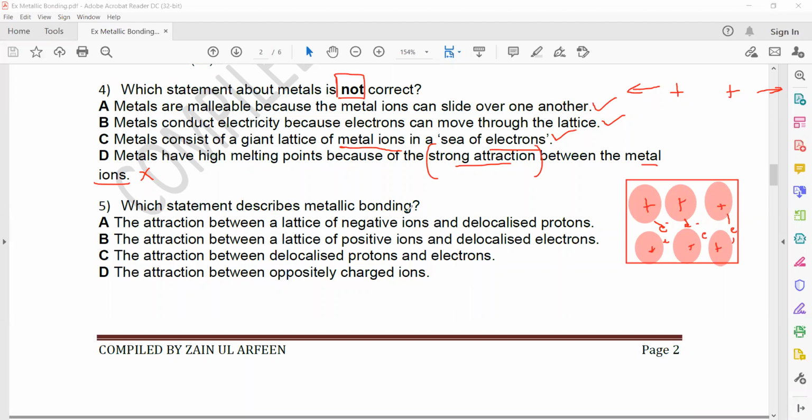Which statement describes metallic bonding? For question 5, which statement describes metallic bonding? Attraction between a lattice of negative ions and protons, that's wrong. Basically, it is the attraction between the lattice of positive ions and the delocalized electrons. The term delocalized means electrons do not have a specific position, or electrons are free to move within the structure. That's why B is the right answer. And the previous one was D because the question was which was not correct.